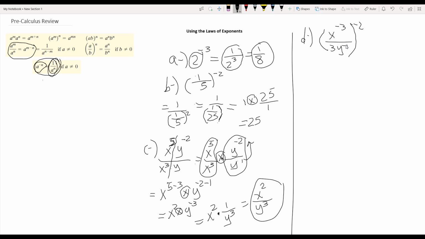Okay, so these we can rewrite as x to the third power to the negative 2 over the bottom part, which is 3y to the negative 1 to the negative 2 as well. Okay?